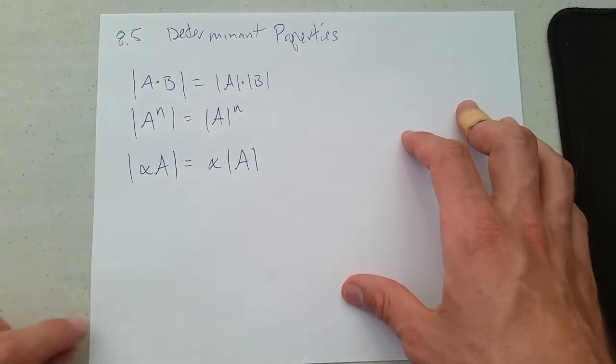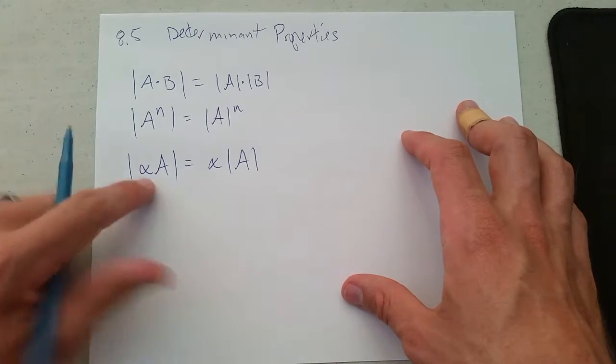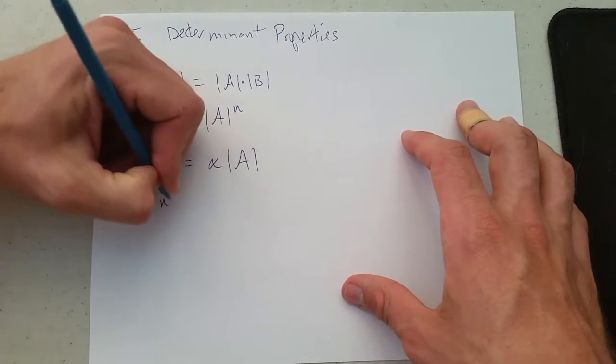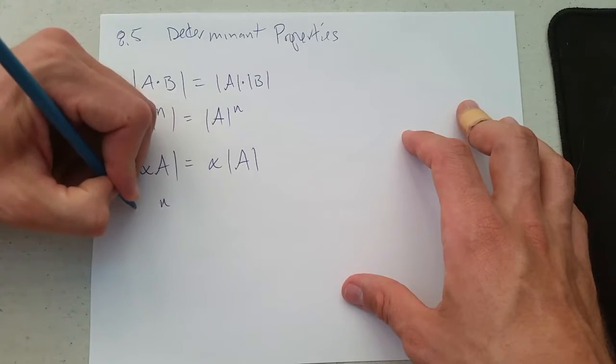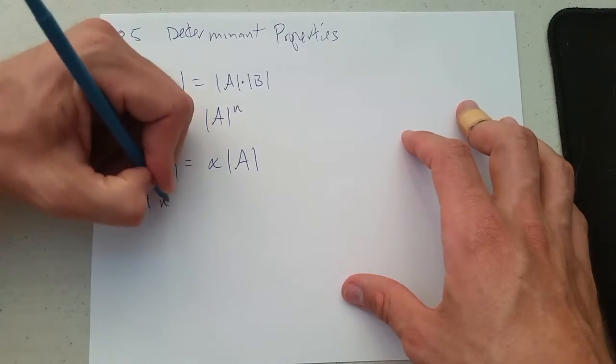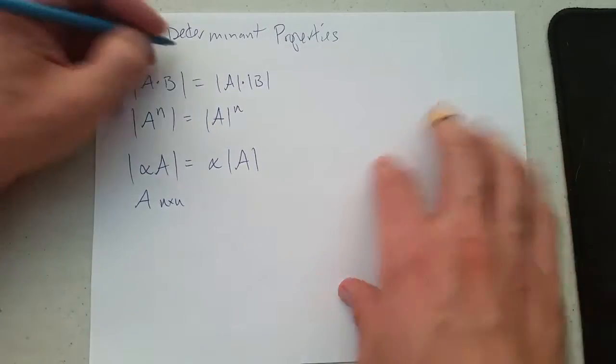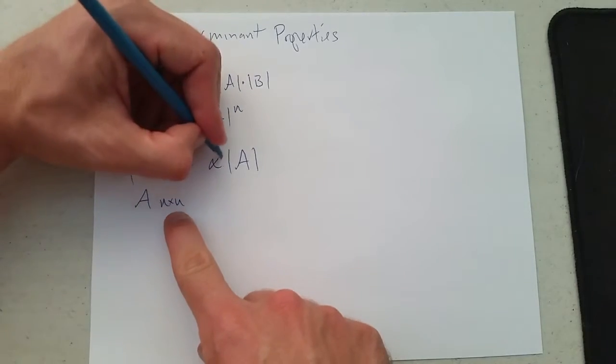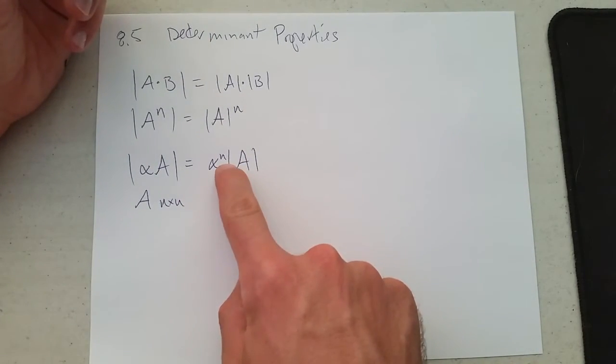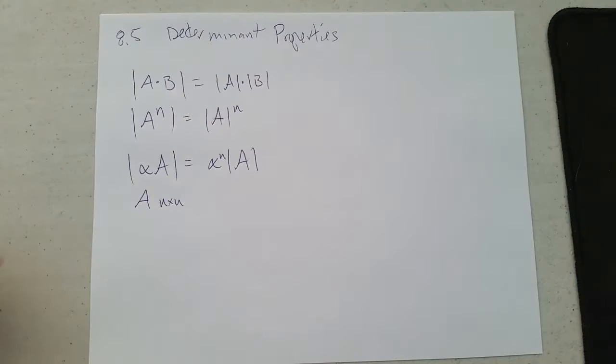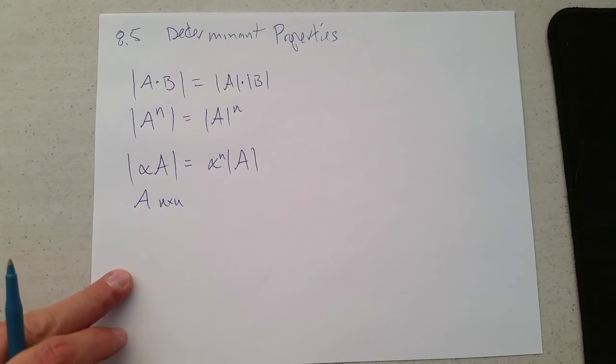Scalar times A, it's almost this. You can almost bring the scalar out. The only thing you have to be careful of, so this only works when determinants are only for square matrices. So if A is an n by n, the scalar comes out to the nth power right here. So these could be useful on the homeworks for some of the determinant questions.